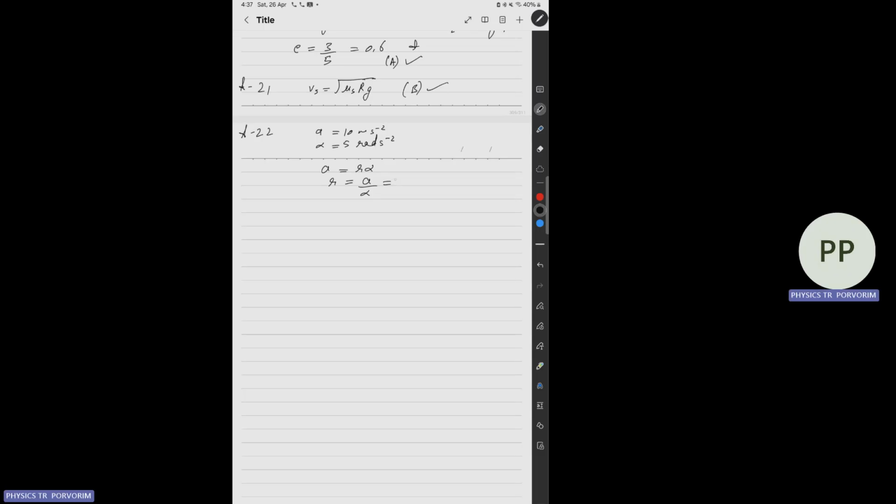Now we know the values. Just put the values in and solve it. So it will be 10 by 5, that is 2. That will be 2 meters. So D option is correct.